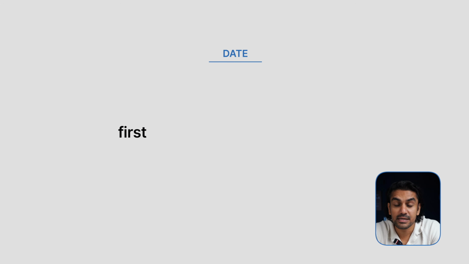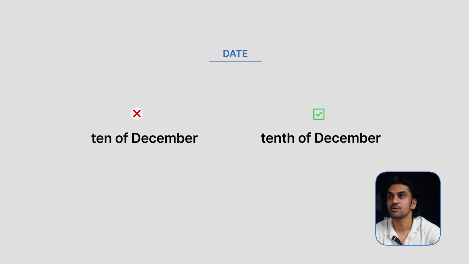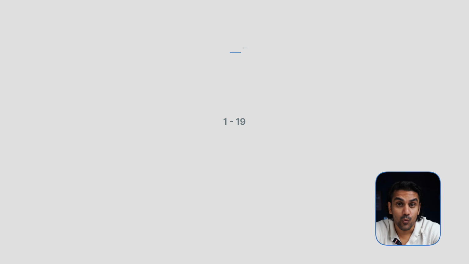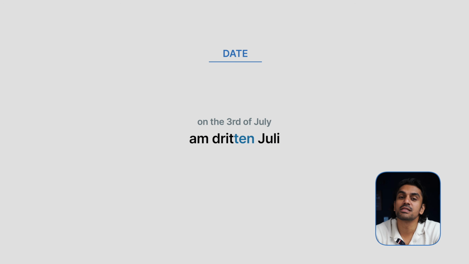In German, when we talk about dates, we use ordinal numbers. Just like saying first, second, or third in English. You wouldn't say 10 of December, right? You'd say 10th of December. Now, German does the same thing, but it just has its own way of adding that little th ending. From 1 to 19, ordinal numbers end with te. For example, am 7. März, on the 7th of March, am 3. Juli, on the 3rd of July.